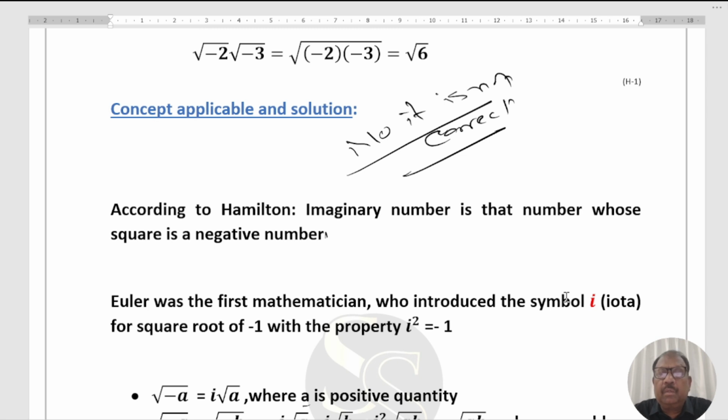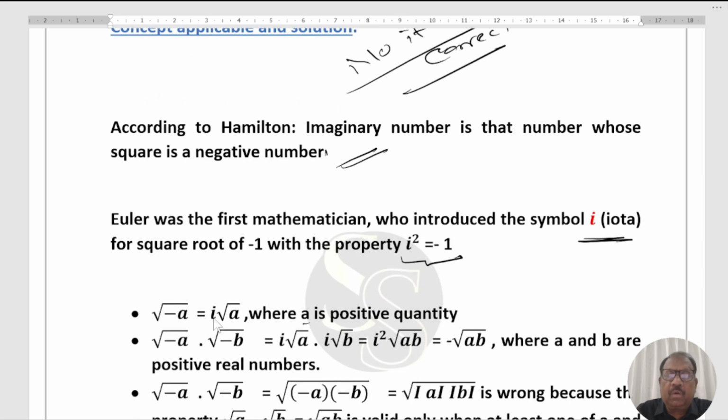According to the mathematician Hamilton, an imaginary number is a number whose square is a negative number. Euler was the first mathematician who introduced the symbol iota for square root of minus 1, with the property iota square equals minus 1. Under root minus a equals iota under root a, where a is a positive quantity. This we can write as under root of minus 1 into under root a, that is iota under root a.